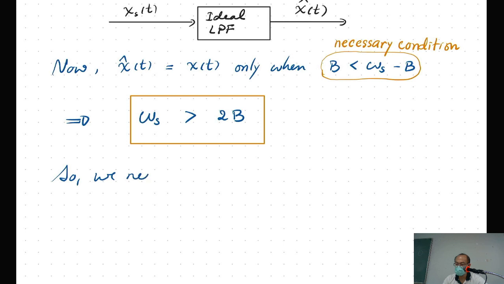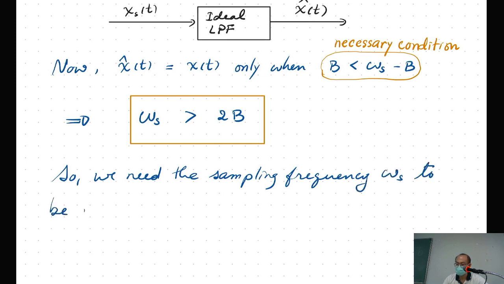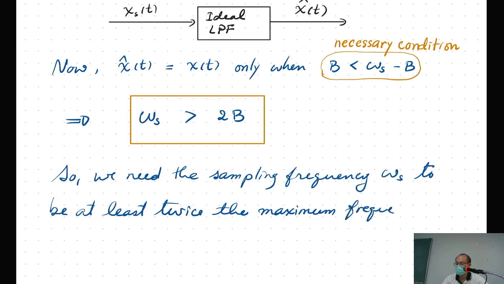So we need the sampling rate, sampling frequency, omega s to be at least twice the maximum frequency of xt.